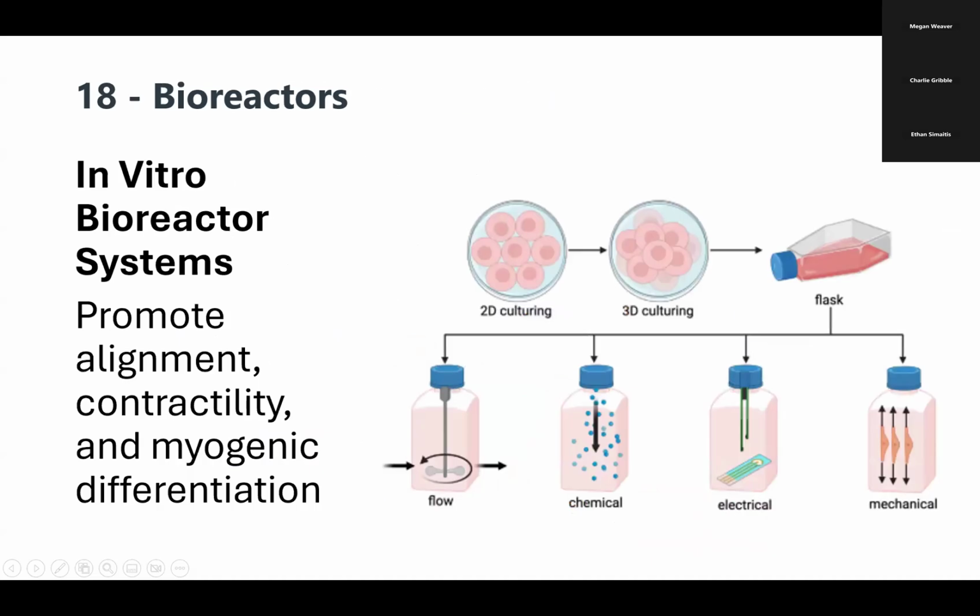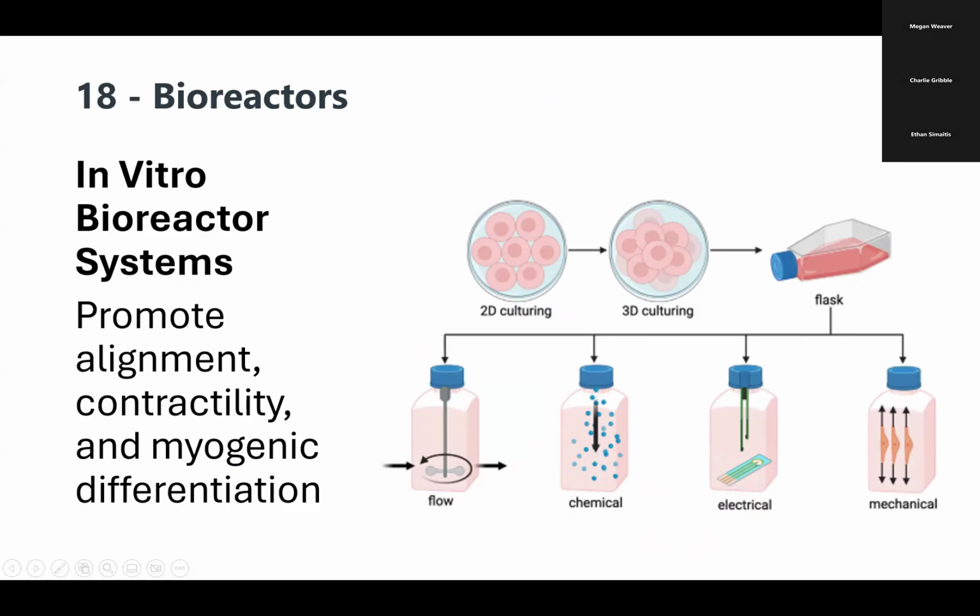In skeletal muscle tissue engineering, bioreactors play a crucial role in mimicking the dynamic physiological environment that muscle cells need to differentiate, align, and mature. Whether in vitro or in vivo, these systems are designed to replicate key stimuli like electrical pulses, mechanical tension, and nutrient flow that are all essential for building functional contractile muscle tissue.